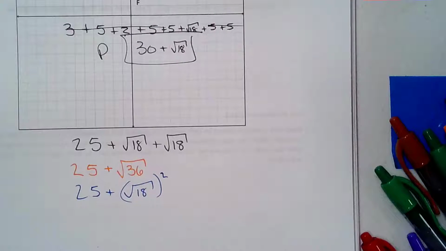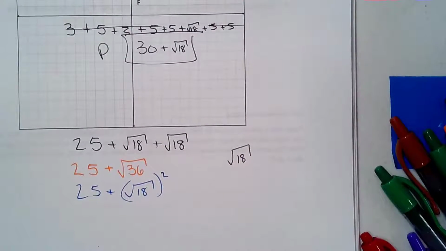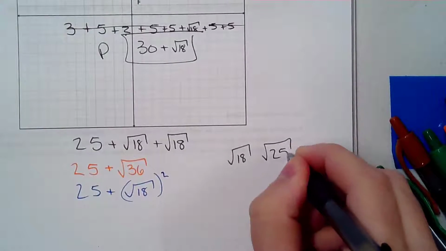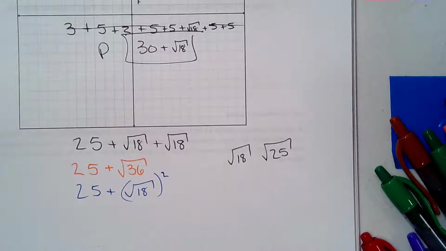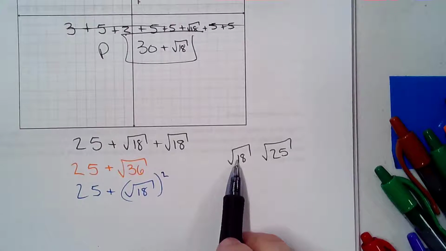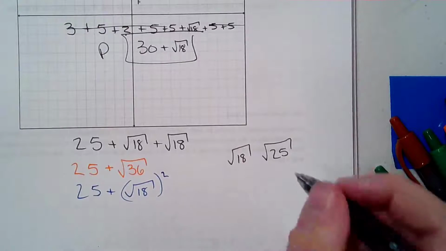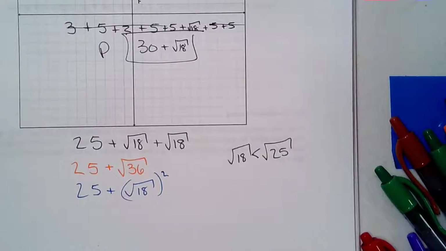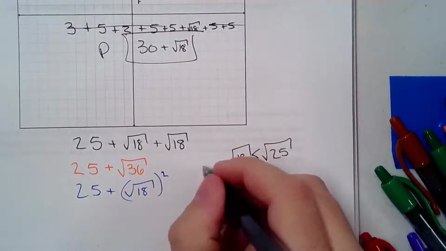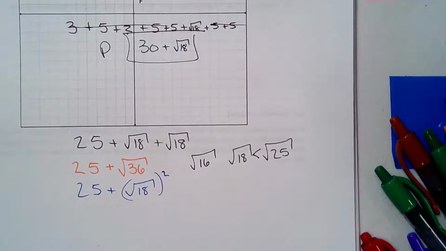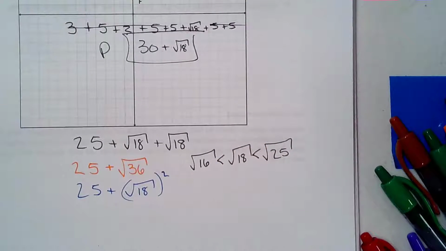You don't have a calculator. You need to estimate root 18. How can we estimate what root 18 is? Any ideas? What's bigger, root 18 or root 25? Which is bigger? Think about it. I've got root of an 18 and root of a 25. Yeah. Root 25 is bigger, right? Has to be, because the root of a bigger number is going to be a bigger number. Now, what's bigger, root 18 or root 16? Root 18, right?